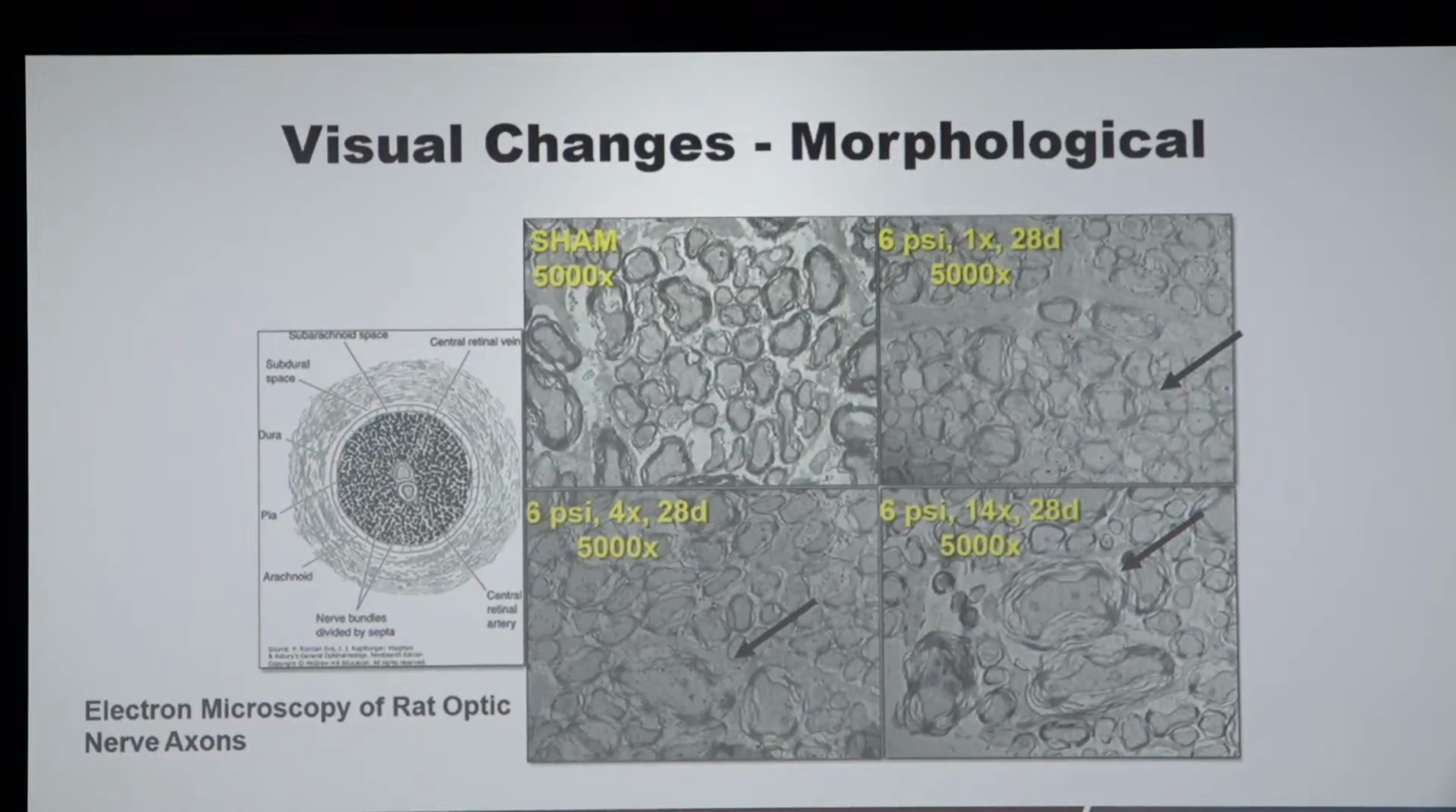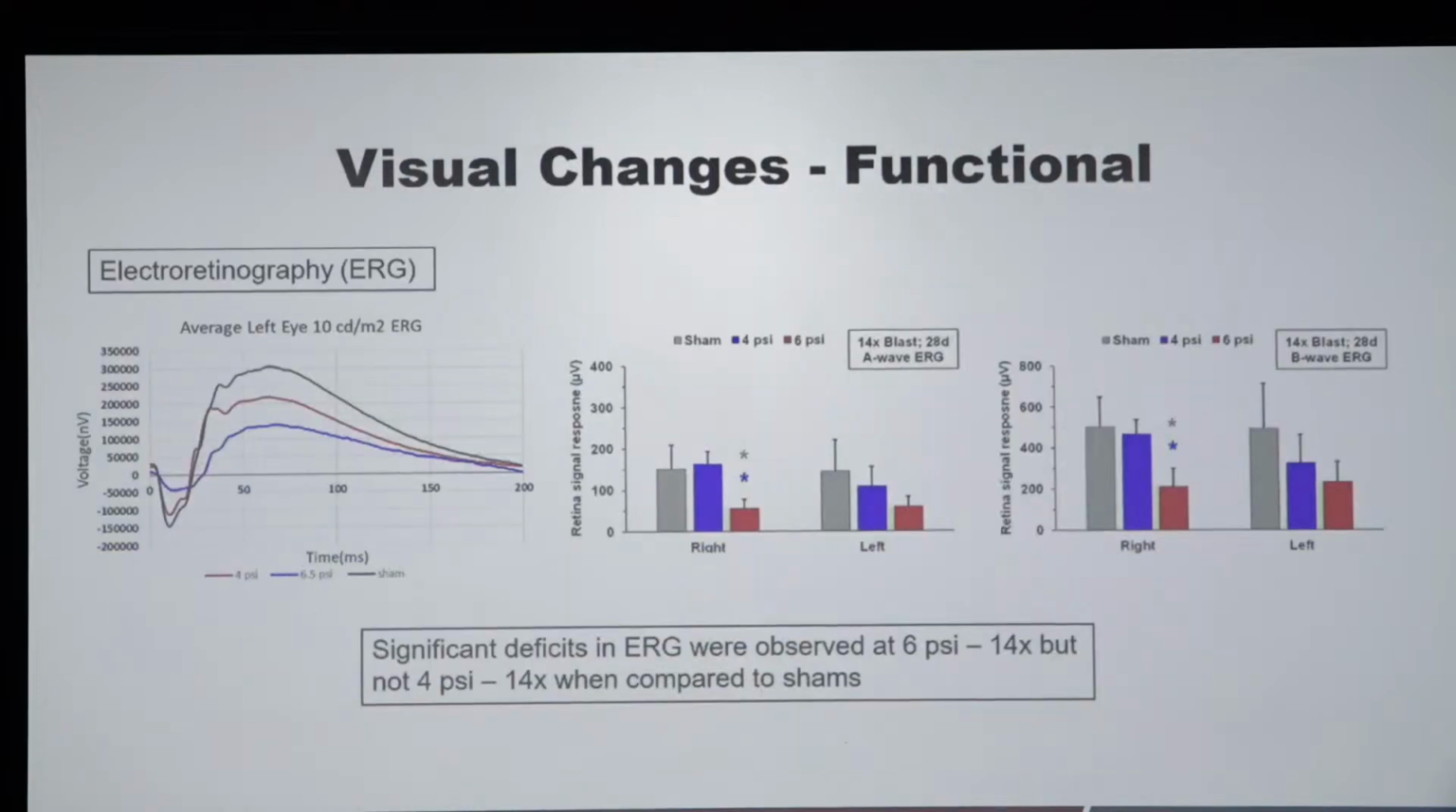And then we confirmed that in the optic nerve. We took a section of the optic nerve and did transmission electron microscopy. You can see very tightly myelinated cells here. As you increase the number of exposures, you start to see the myelin loosening, even fully degenerated axons here. It does a catastrophic injury to the eyes. So that is at 6 psi. We don't see that at 4 psi.